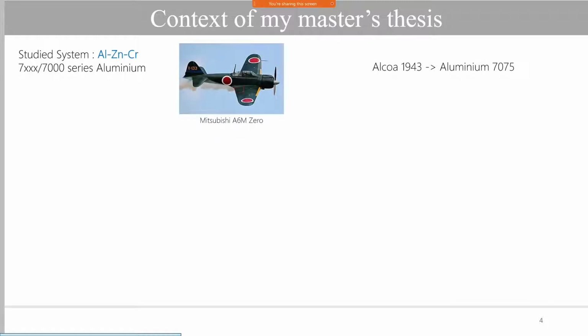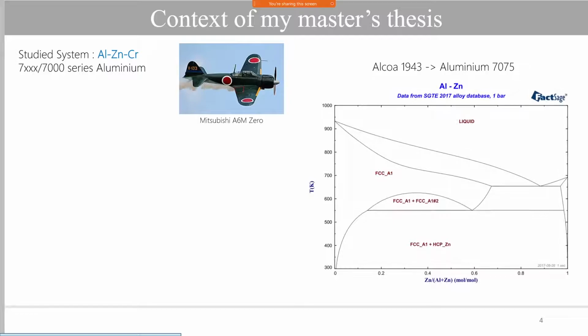The context of my master's thesis is working on the aluminium zinc chromium system, which is part of the 7000 series of aluminum alloys. It was first created by Alcoa in 1943 with the 7075 series of aluminum alloys for a specific plane. For your interest, this is the phase diagram of aluminum zinc. Why am I showing aluminum zinc first? It's because zinc is the main alloying element that defines the 7000 series of aluminum alloys.